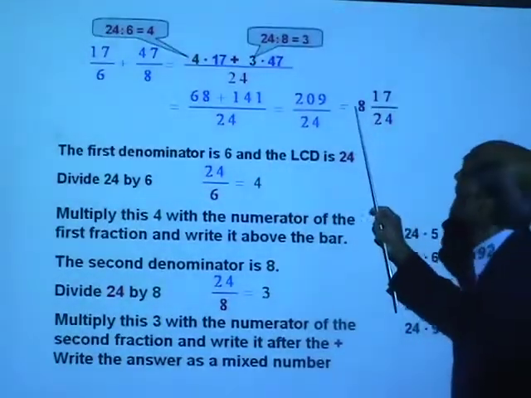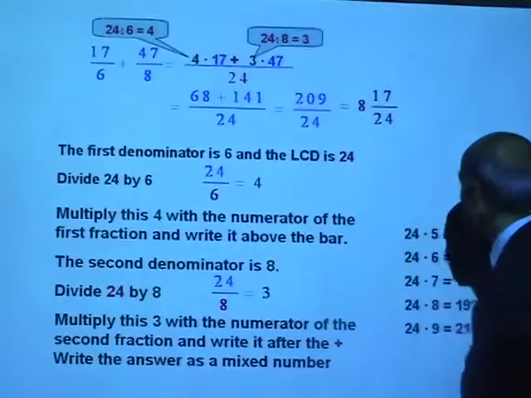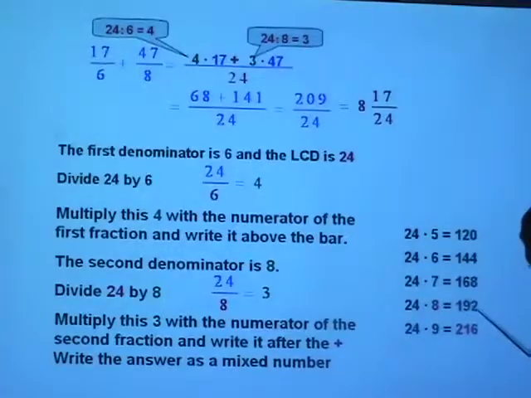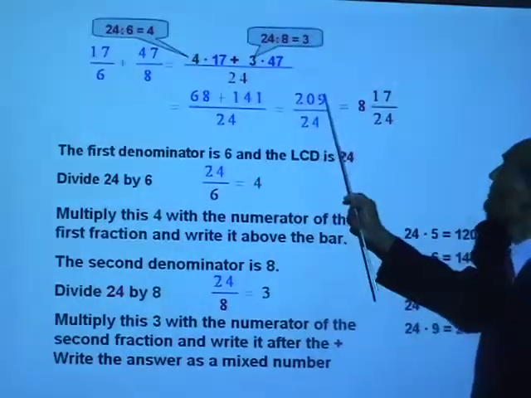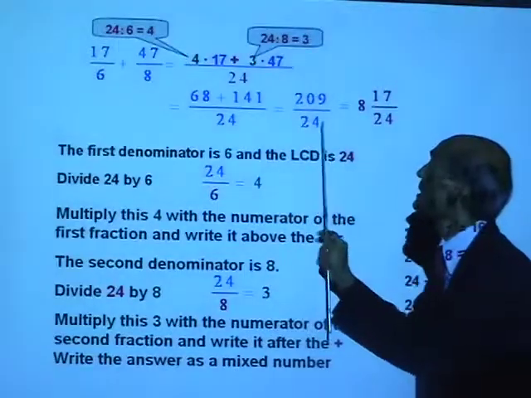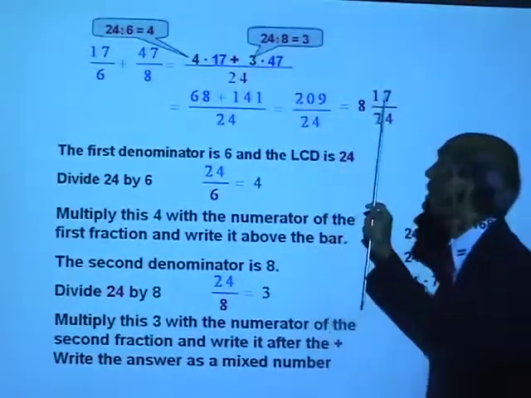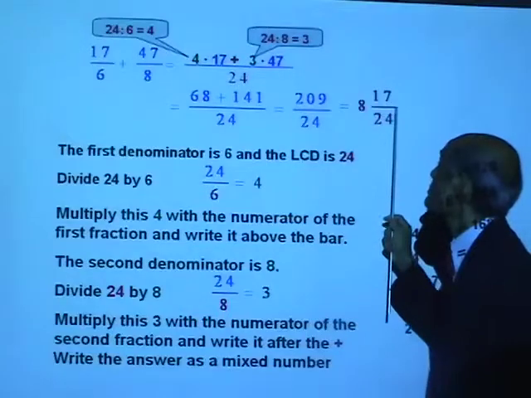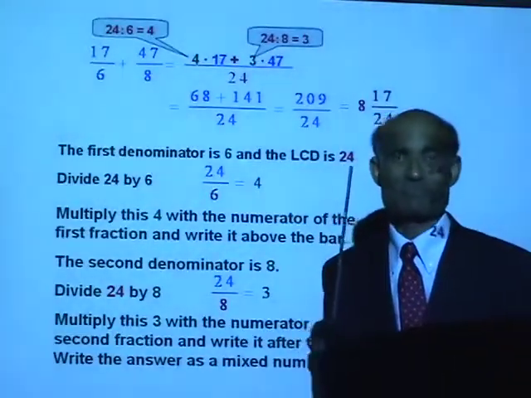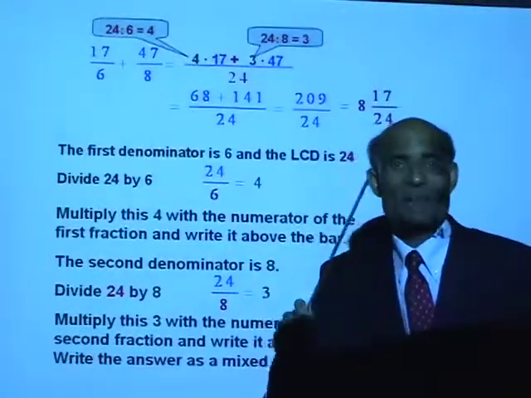Now you take 8 24s, what is remaining? Now take away 192 from 209, and that is 17. So 209 divided by 24 is 8 and 17 over 24. Okay? Practice that one more time on your own.